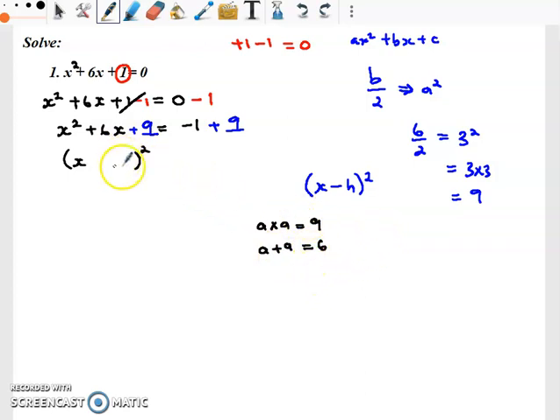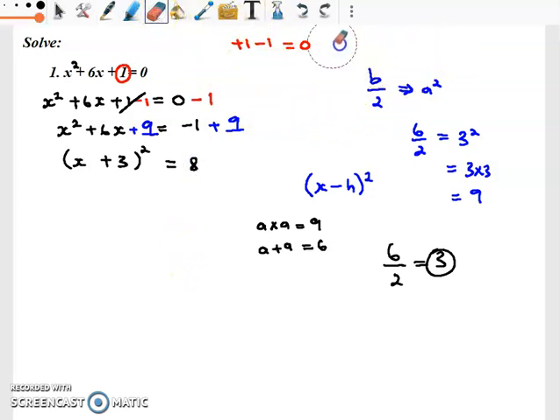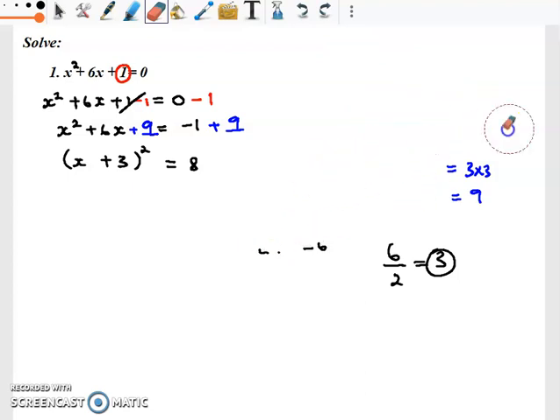Another way you could find this, which is much simpler: take the b term, which is the 6, divide by 2, which is 3. And that's a positive 3, so that goes here. Way more straightforward. So we have it in the form that we want now. Equal minus 1 plus 9 will give us 8. So we are close to finding our solution now.